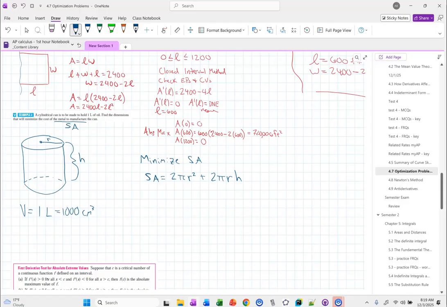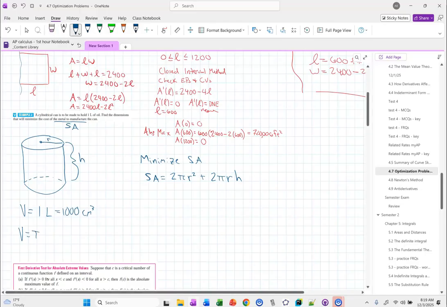What is the other piece that we haven't used yet? The volume, right? What is the equation for the volume of a cylinder? Area of the base times the height. What is the shape of the base in this case? Circle. So that should be pi r squared h.